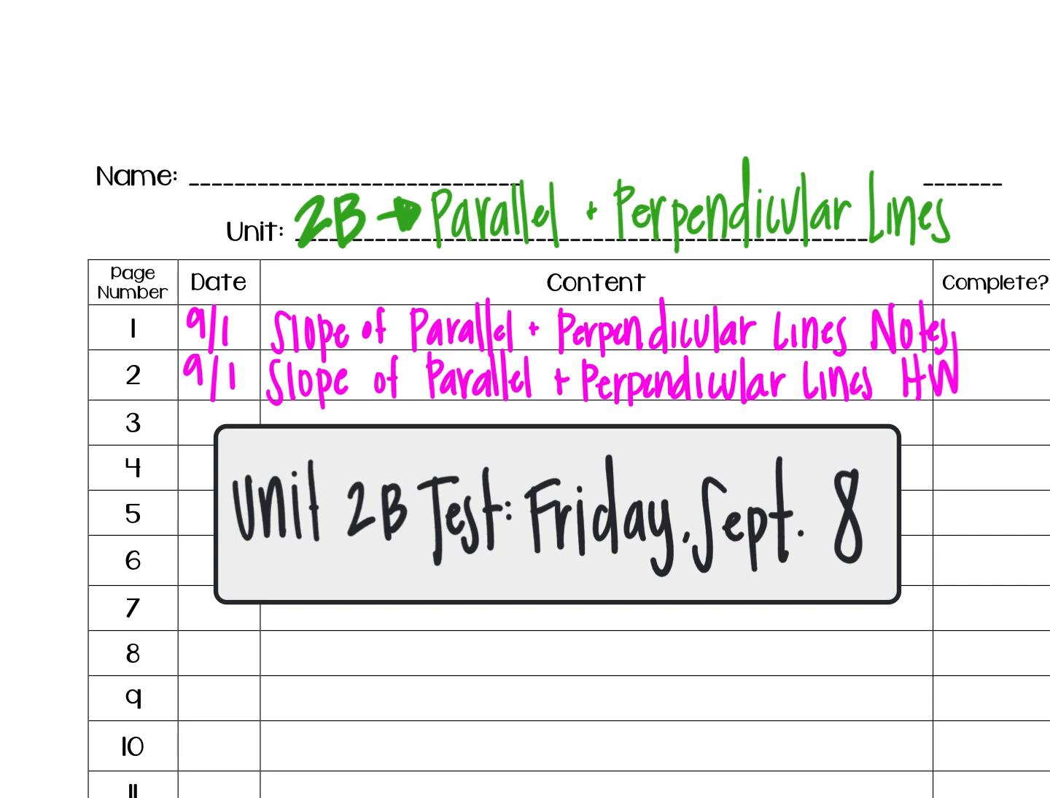Today we're just going to be doing some review on slope and how a line's slope determines if lines are parallel or perpendicular to each other. It's a very short unit. The test is next Friday, September 8th, and it's all found in 2.4 in your textbook. So if you ever need to get some extra resources, you can check there, 2.4.